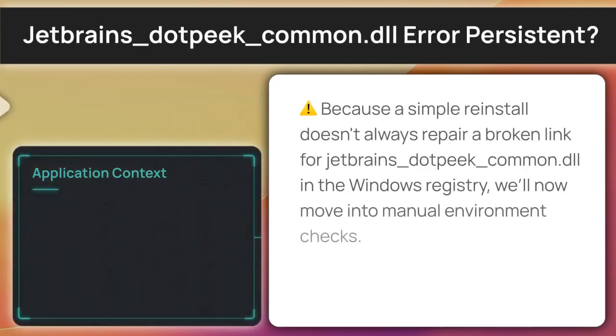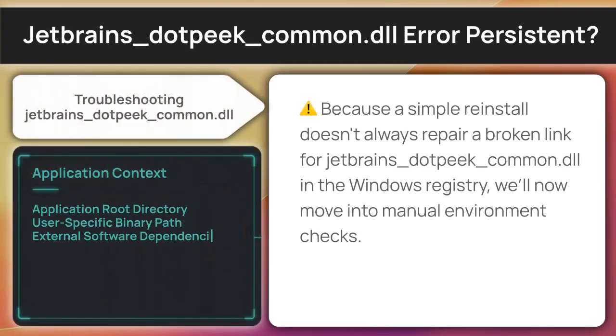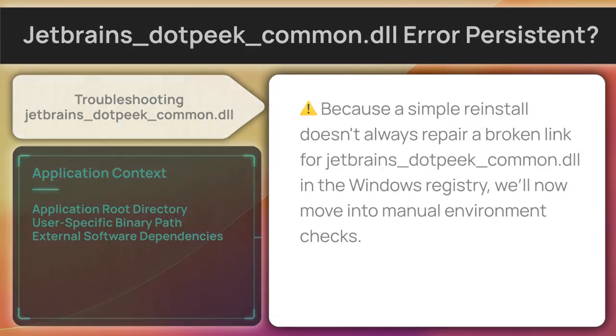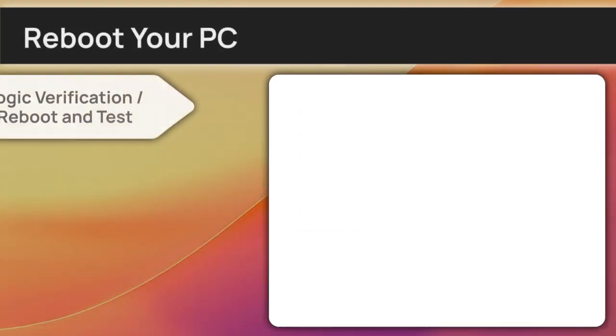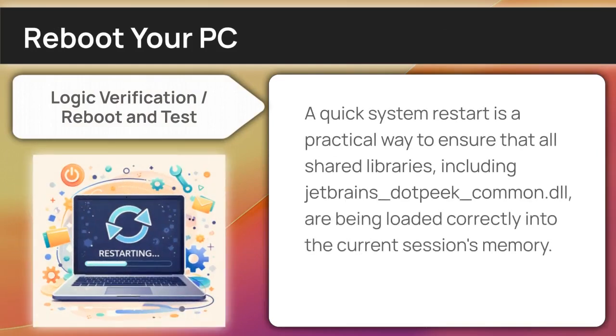Should the file remain missing after a reinstall, we need to ensure that the operating system is forced to re-index its shared library paths. A standard reboot clears out temporary memory conflicts and gives the Windows loader another chance to properly register the JetBrains .peak common component during startup.